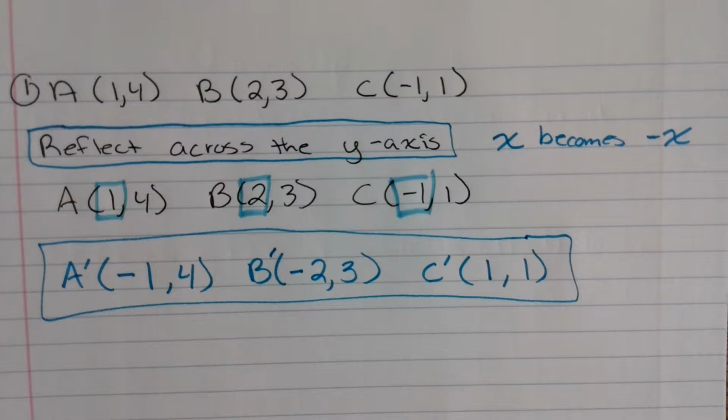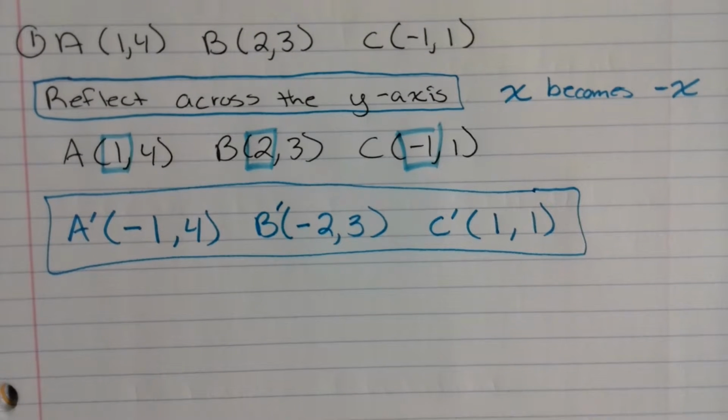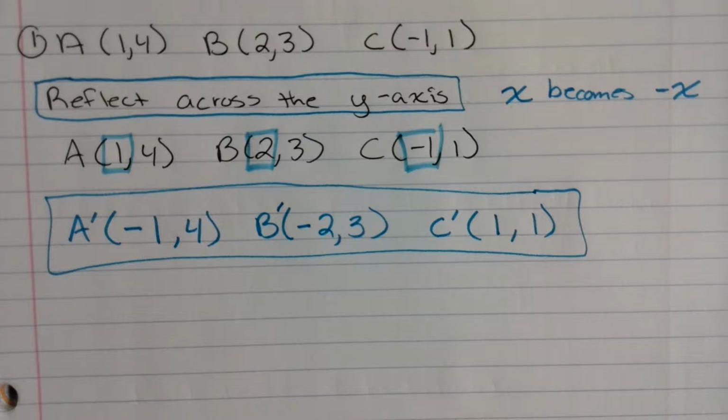Ethan, did you have a question? Yes, you still have to write it as a prime because it's a transformation. Prime is not only for translations, it's for all transformations, which is translations, reflections, rotations, and dilations.